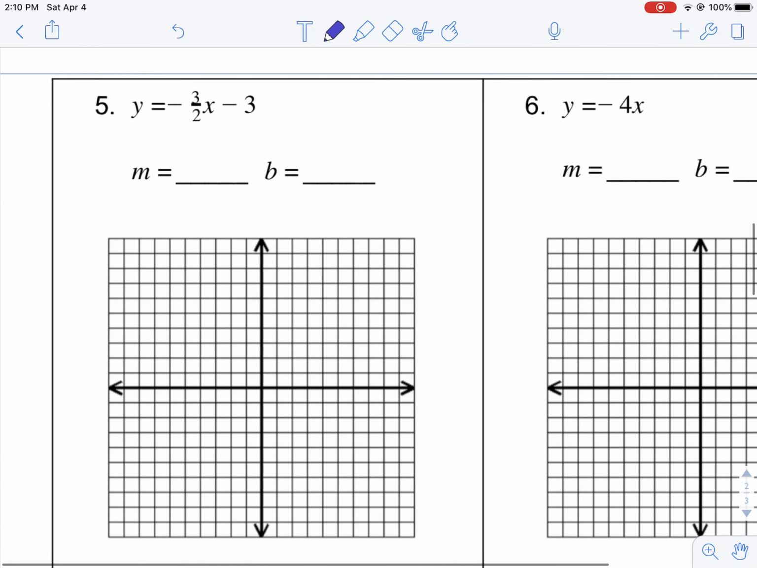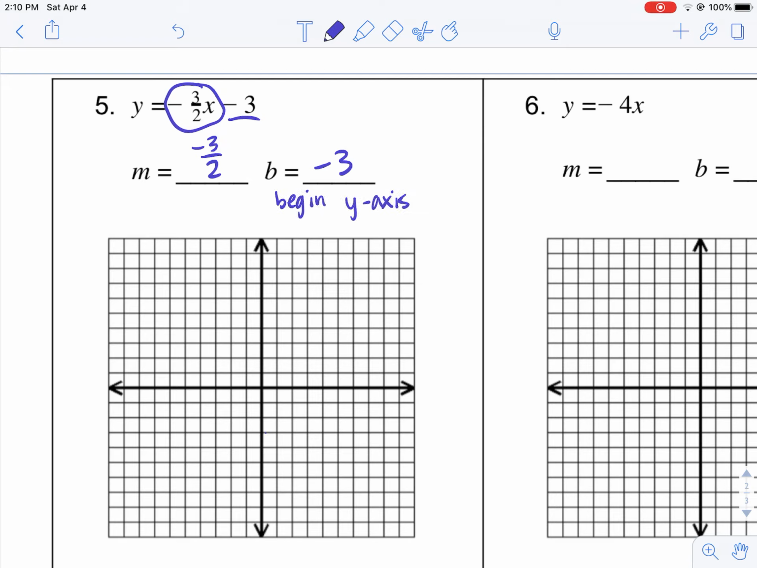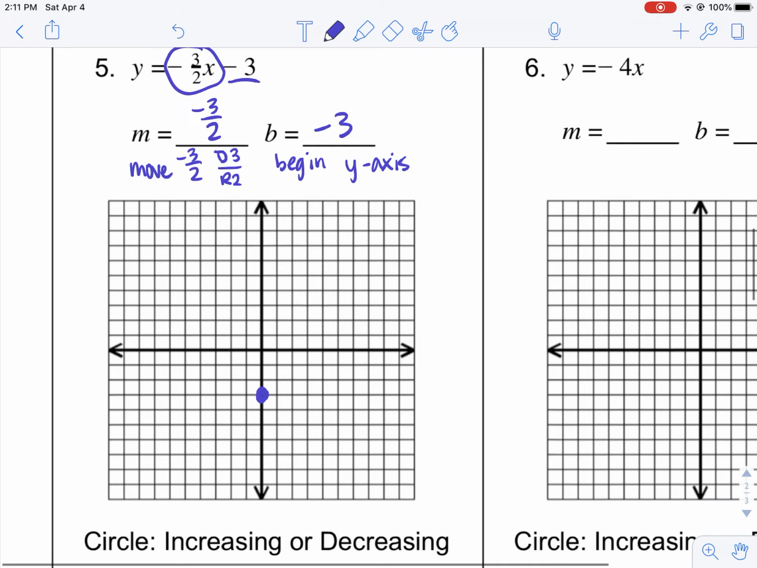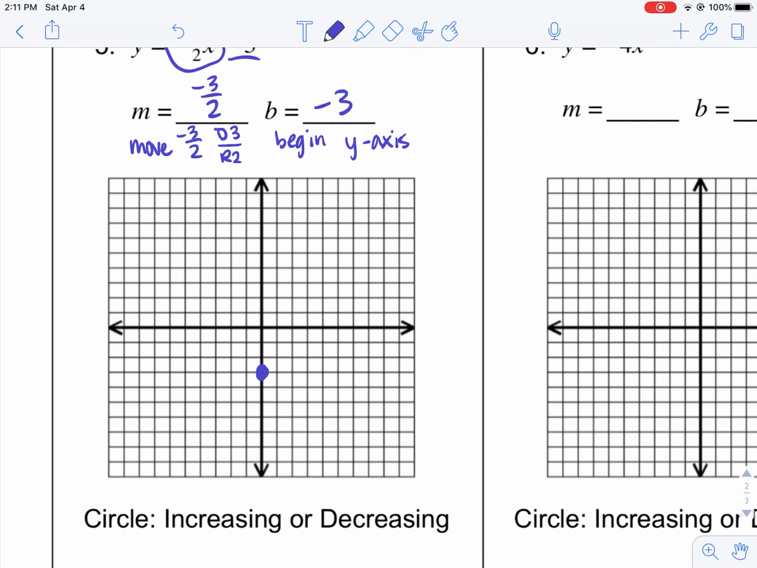So for number 5, my m value is with x, so negative 3/2, and then b is a minus 3. So I'm going to begin on the y-axis at negative 3, and then move negative 3 over 2. So that would be down 3 and then to the right 2. So from this negative 3, I'm going to go down 3, right 2, down 3, right 2, connect my dots in a line.